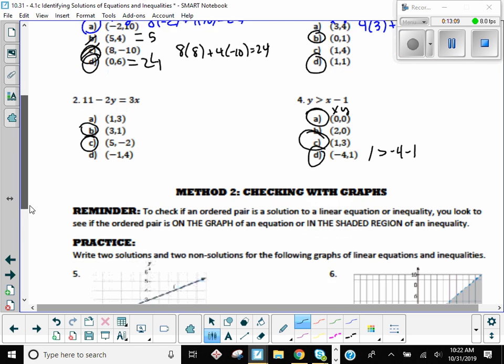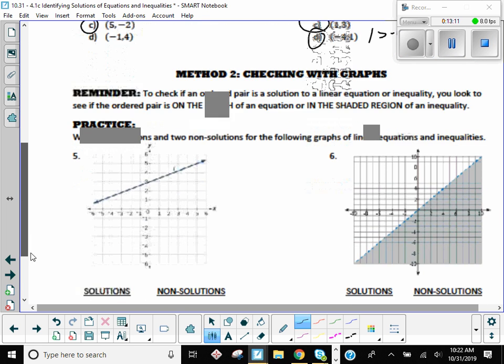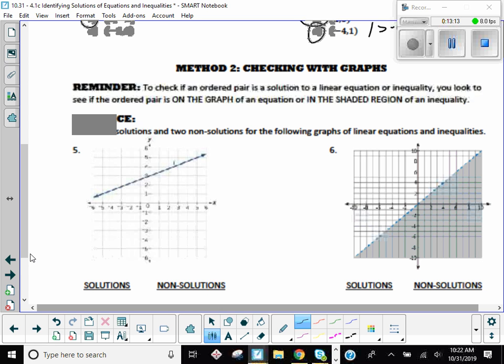All right. So here's how we do the graphing part. This requires no math. You just have to be able to read the graph, okay? Now, here's the difference between graphs of equations and graphs of inequalities. An equation graph is just this line right here. But an inequality graph is the line plus one of the sides being shaded. And that shaded side means any point in here is also a solution, okay, to the original function.